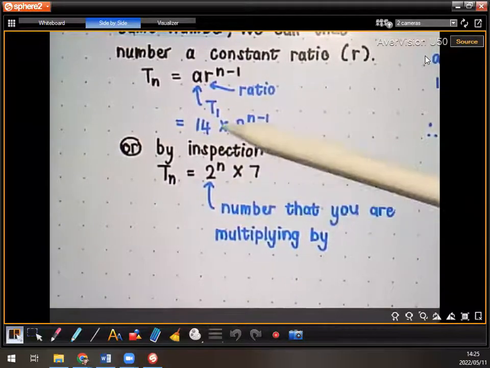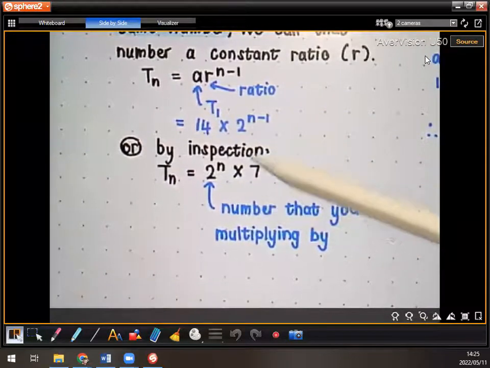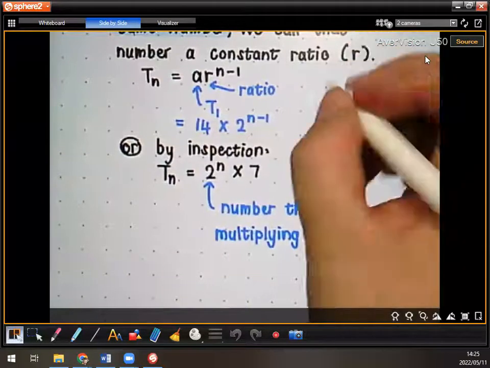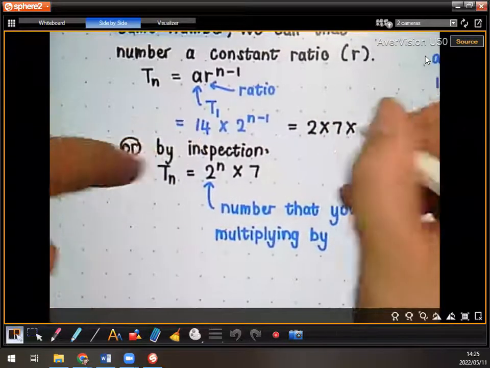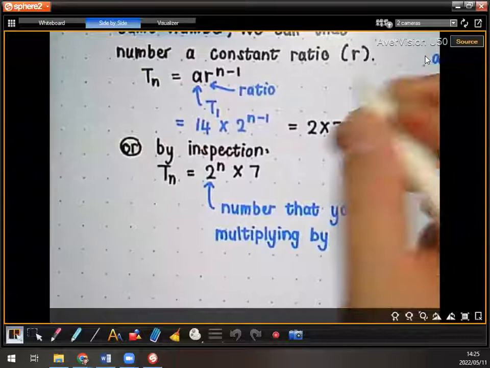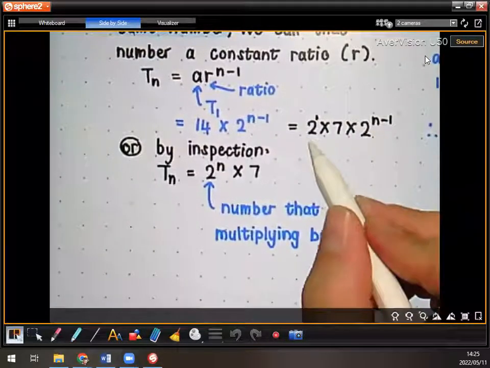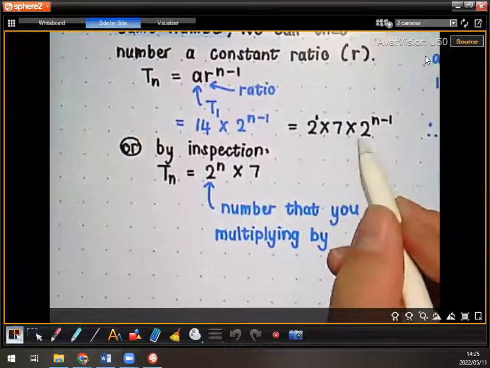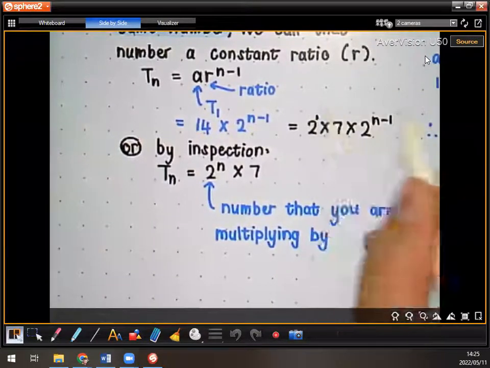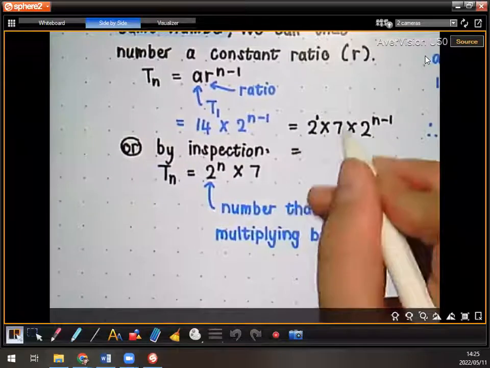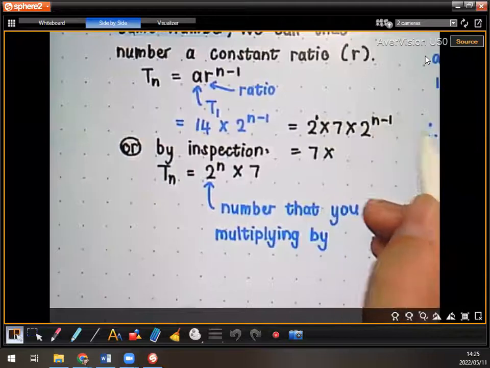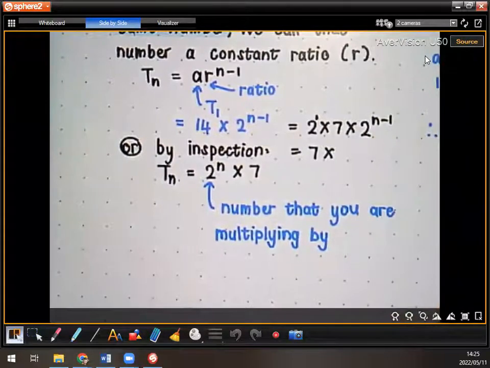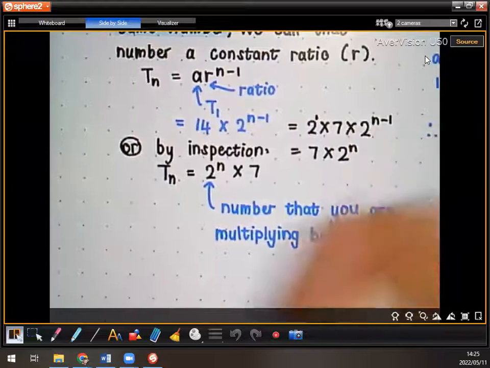Now, guys, these two formulas are different, right? But you can actually write this one in that way. You don't have to write this down, I just want to show you. 14, you can write as 2 times 7, and then you have times 2 to the n minus 1. Right? And what do you do with exponents when you have the same base? You add the exponents together. So here you will have your 7, and then times 2 to the 1 plus n minus 1. So that 1 minus 1, those are going to cancel each other out. So then we are left with 2 to the n.